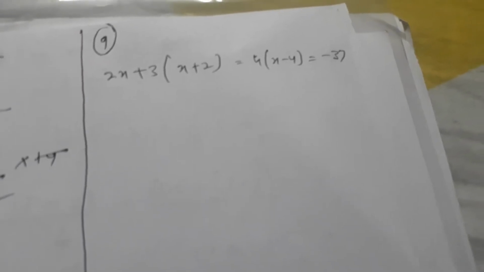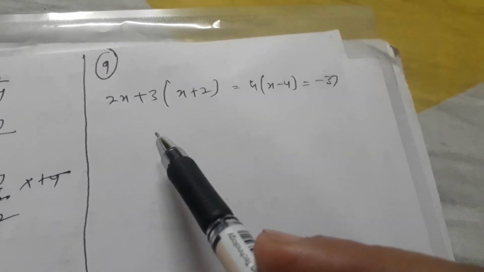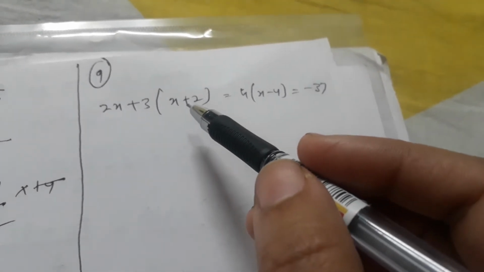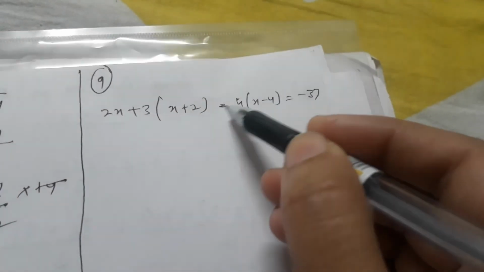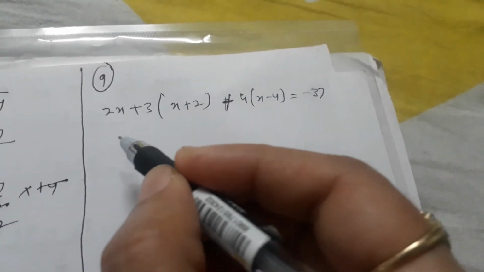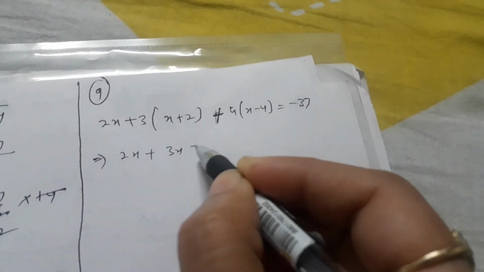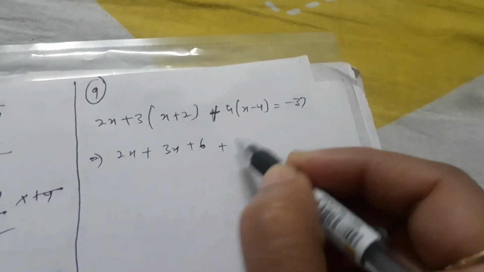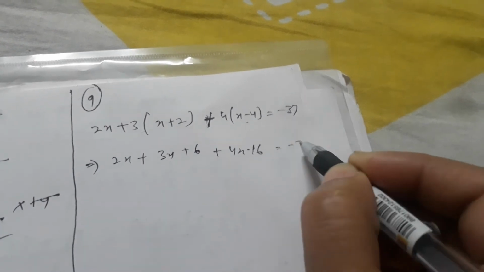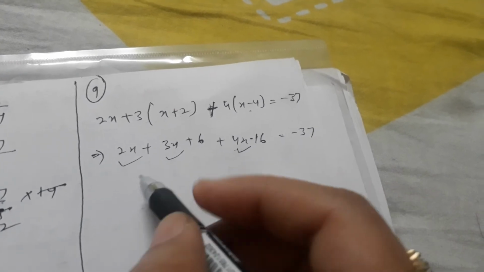So question number 9 is 2x plus 3x plus 2 equal to 4x minus 4 equal to minus 37. Not equal to, in question number 9 it is plus 4x minus 4. So let's check out how to solve it. So in our next step, 2x plus 3x plus 3 times 2 is 6, plus 4x minus 4 times 4 is 16, equal to minus 37. So this 2x, this 3x and this 4x will get added.